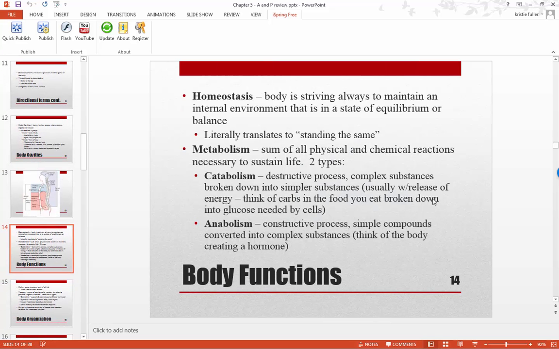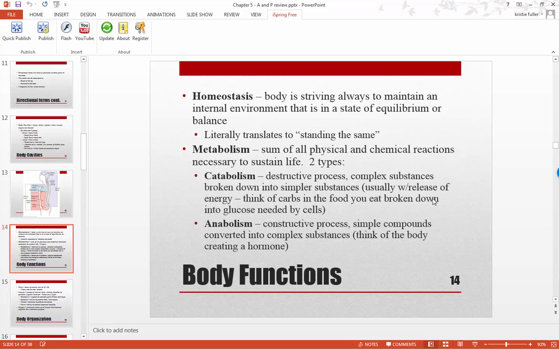Okay, so some more terms that you do need to know. Homeostasis, that's basically where the body is always trying to reach a state of equilibrium. And there is a word in chapter 6 that's going to be a lot like this word, so do pay attention very carefully when we're doing chapter 5 and chapter 6 work. Metabolism, there's actually two different types. You have catabolism and anabolism.